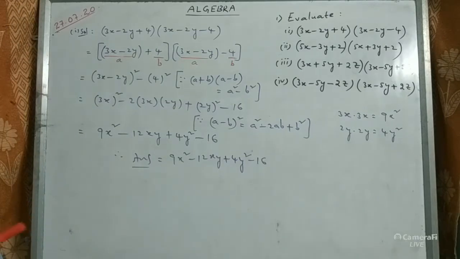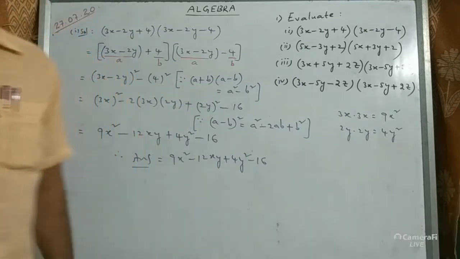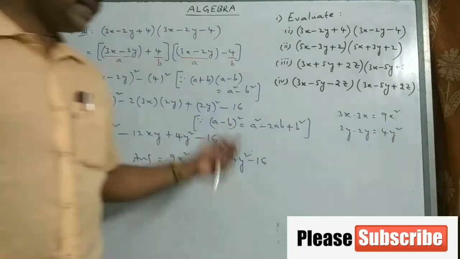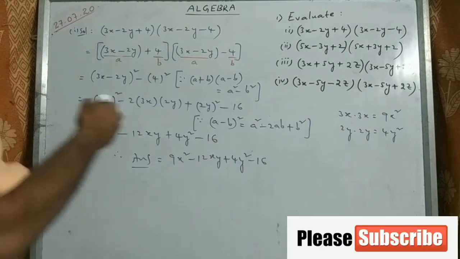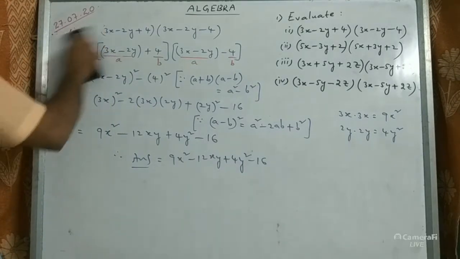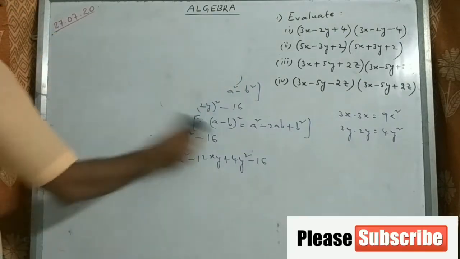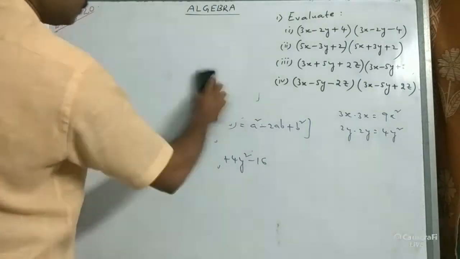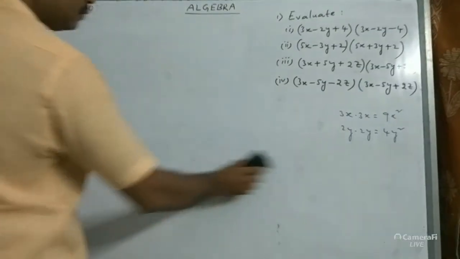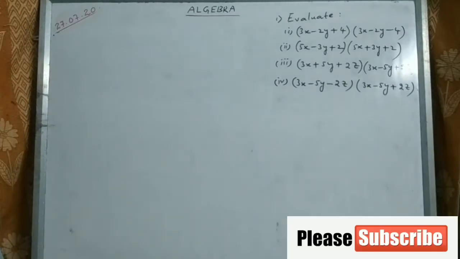So two formulas we used here. What is that? First one is (a + b)(a - b). Second one is (a - b) whole squared. Let us see the second one. Second solution.